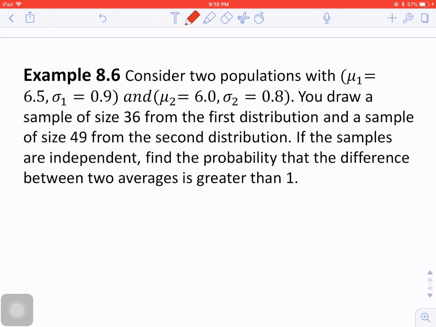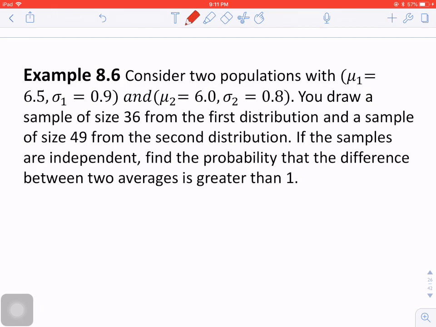So we consider two populations with mu1 equal to 6.5 and sigma 1 equal to 0.9, and mu2 equal to 6.0, sigma 2 equal to 0.8. You draw a sample of size 36 from the first distribution and a sample of size 49 from the second distribution. If the samples are independent, find the probability that the difference between the two averages is greater than 1.